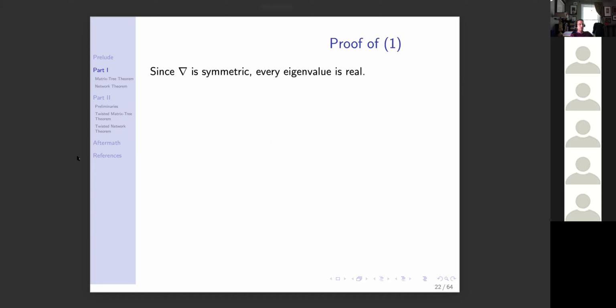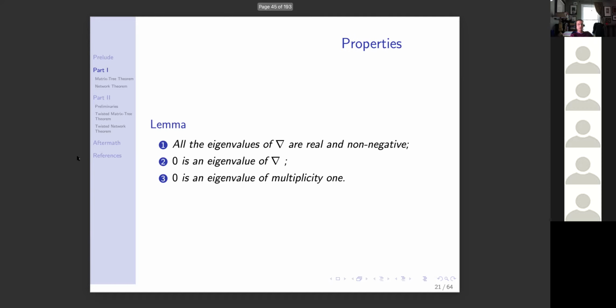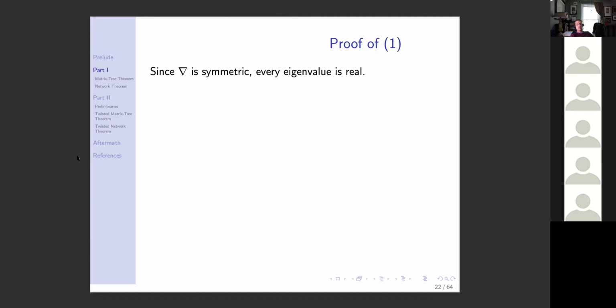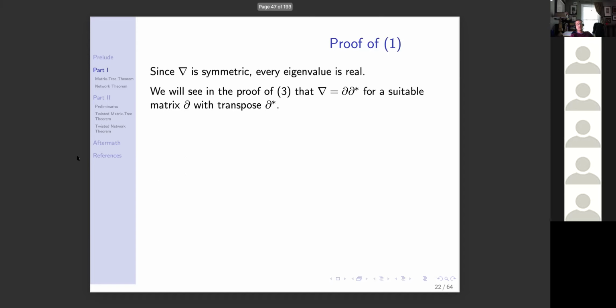Okay, so how do you prove the first statement, that the eigenvalues are real and non-negative? That's easy. Since the Laplacian is symmetric, every eigenvalue is real. A symmetric matrix always has real eigenvalues. But why are they non-negative? Well, we'll see in the proof of part 3 that the Laplacian can be written as a product of non-square matrices, for a suitable matrix I'll call boundary, with its transpose, boundary star. So if we just assume that statement, which we're going to prove in a moment, then it follows almost immediately.